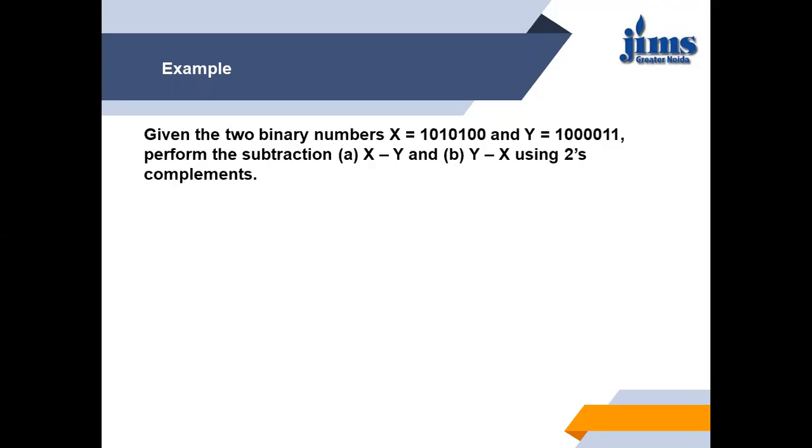Suppose X is 10101000 and Y is equal to 10000011. First of all, we have to see that the number of digits in both numbers X and Y must be equal. So we have to look into it: 1 2 3 4 5 6 7, 1 2 3 4 5 6 7. Okay, fine. The number of digits in X and Y are both 7. Then we have to perform two operations, X minus Y and Y minus X, using 2's complement. Here we need not find out which number is greater or which is less. If there is a carry, then discard the carry.